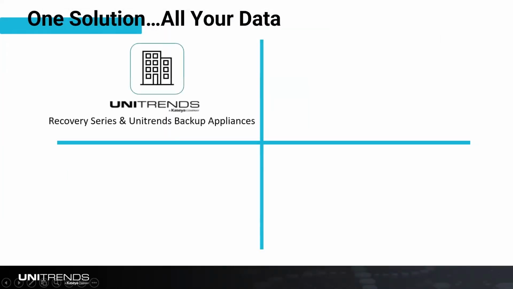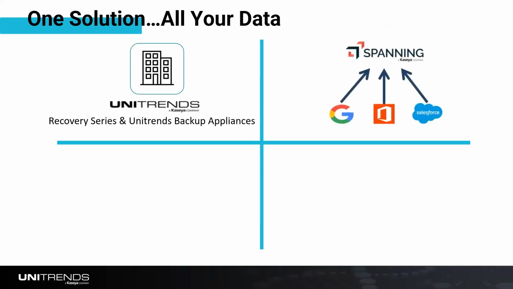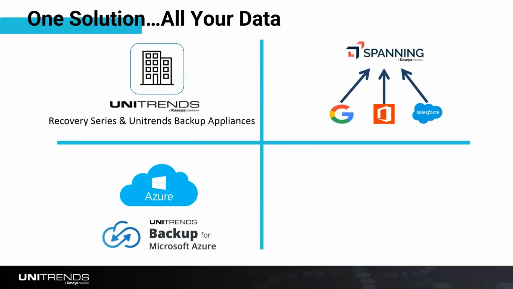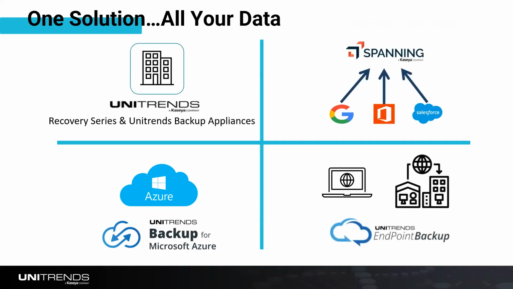As we discussed, we can use those Unitrends appliances to protect the data that is local and on the premises. As that data moves into Google, Office 365, and Salesforce, we can use Spanning to protect that data as well. Workloads in Azure can be protected with Unitrends Backup for Microsoft Azure, where we can give you predictable cost capabilities to be able to back up and recover individual files and recover VMs almost instantly. Your laptops and your remote sites can be backed up and protected with endpoint backup protection. Think about using an agent-based strategy to back up directly to the cloud.